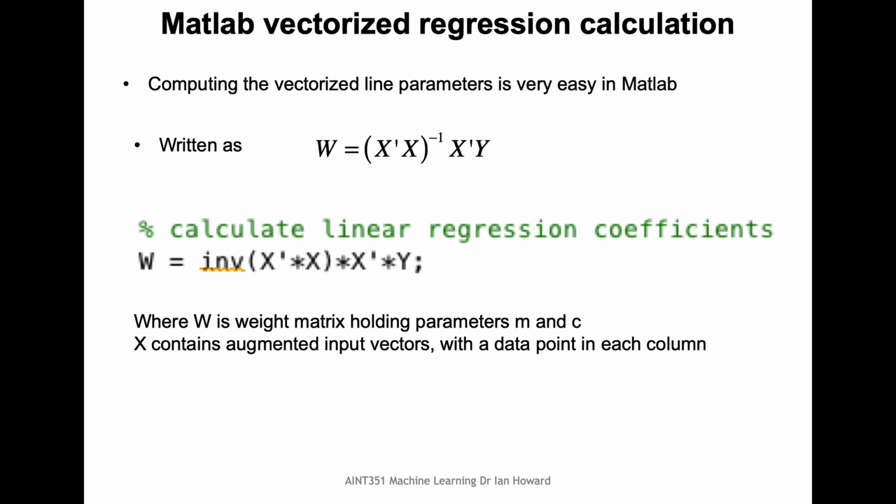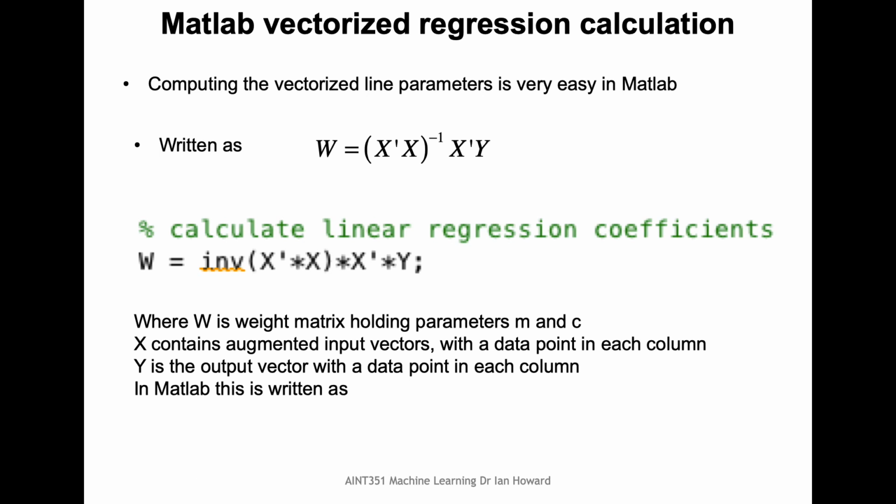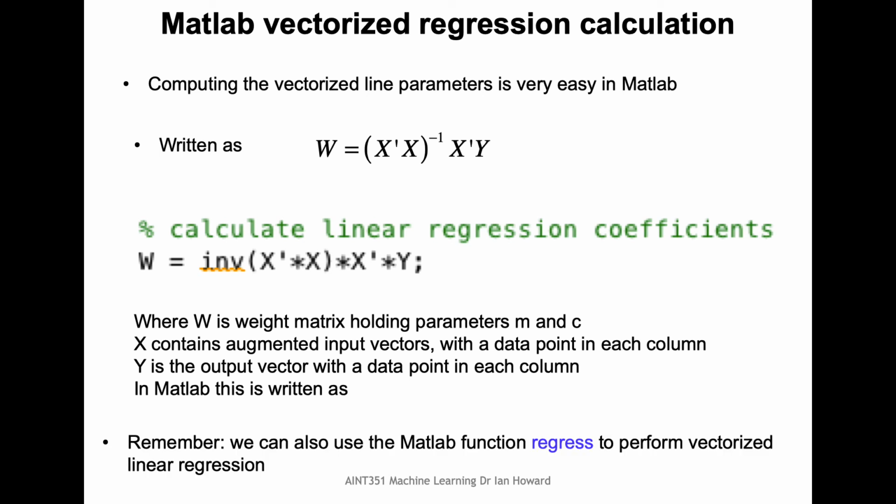And this is just pointing out again w. Now in the single dimension case, w would contain m and c in the column vector, and x contains augmented input data, and y is going to be the output column vector, right? So don't forget we can also use the regress function as well, but it's kind of nice to do things from first principles so you can have an understanding of where it all comes from.